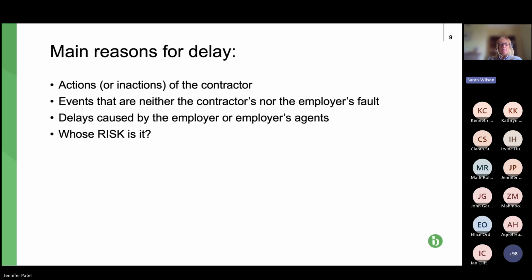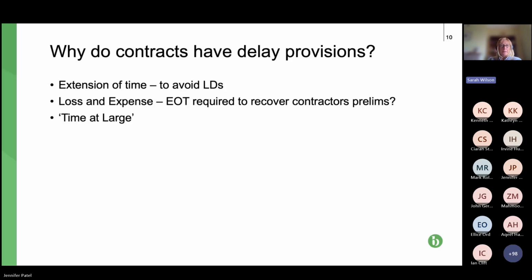which is really why the contract is so important. So if we can move on to the next slide, please. Sorry, we're staying on this slide, but we're going to come back and compare how the NEC shares those risks as opposed to JCT.